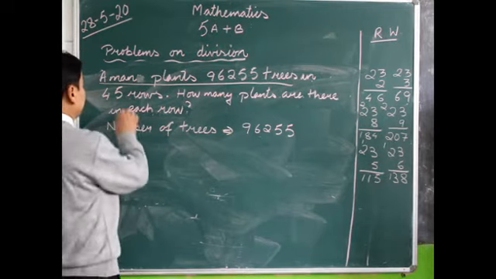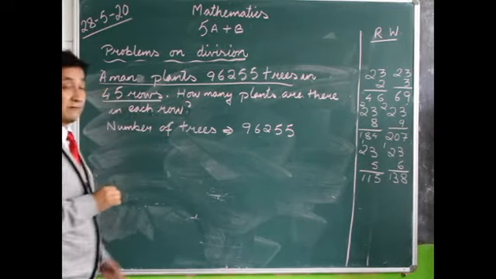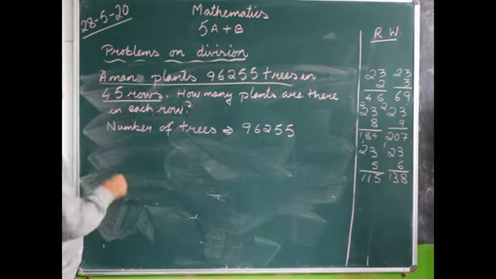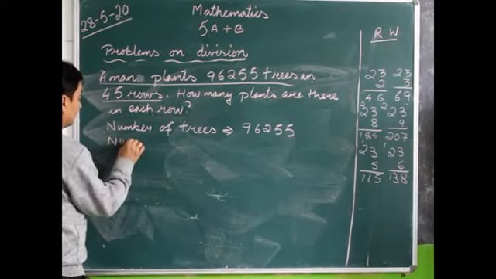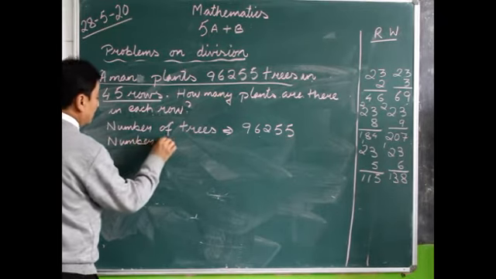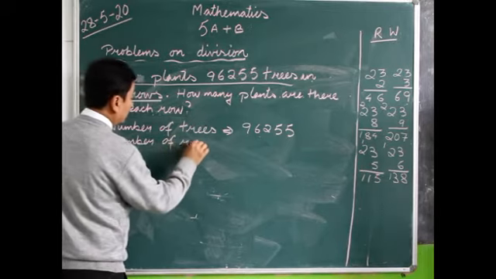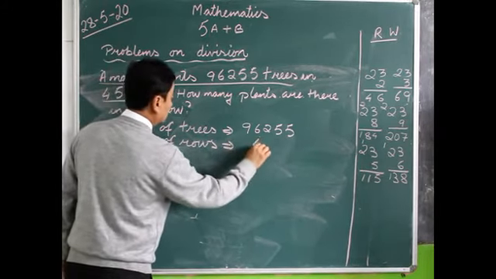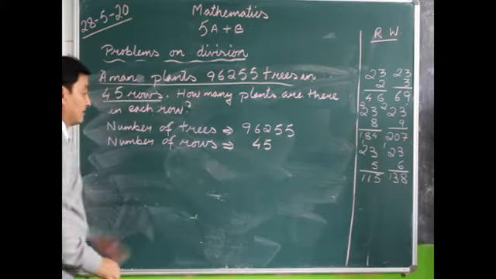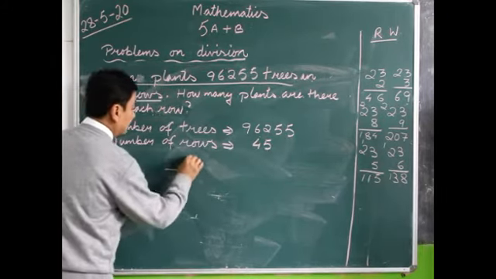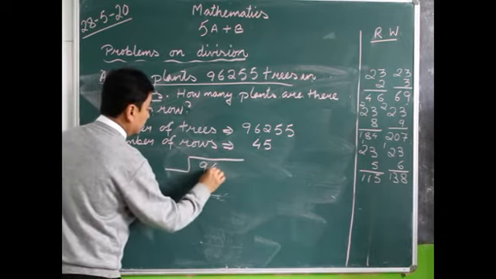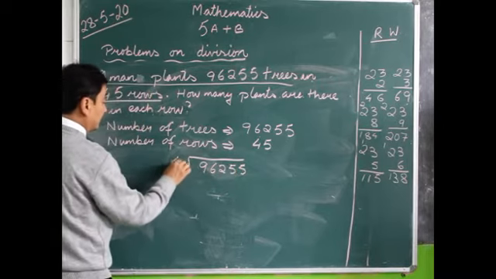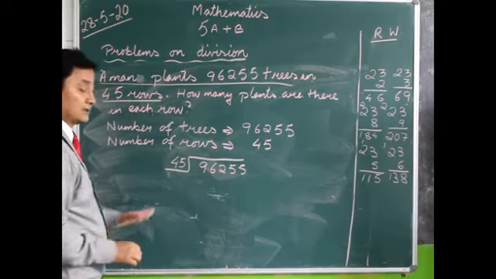Now let's look at the second statement. There's only this much. From there you have to make the statement. So what can you write? Yes, you can write number of rows. So now how many? 45. Now let's do the sum. 9, 6, 2, 5, 5 and 45. So we have written this.